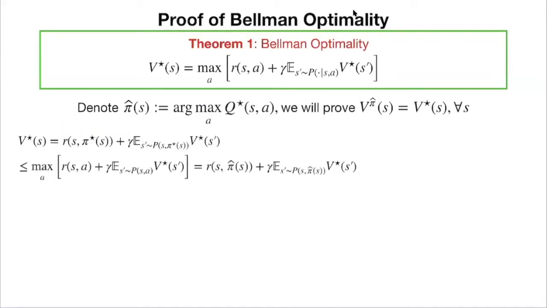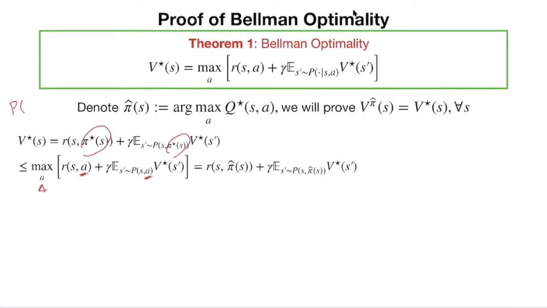Now remember that in the first expression, we have pi star of s, and pi star of s again, right? All I'm doing in the inequality is replacing the action picked by pi star with this max operator. I'm replacing these two actions with this max operator. One thing I forgot to mention: in the proof, for notational simplicity, I'm using this expression in short for this conditional distribution expression.